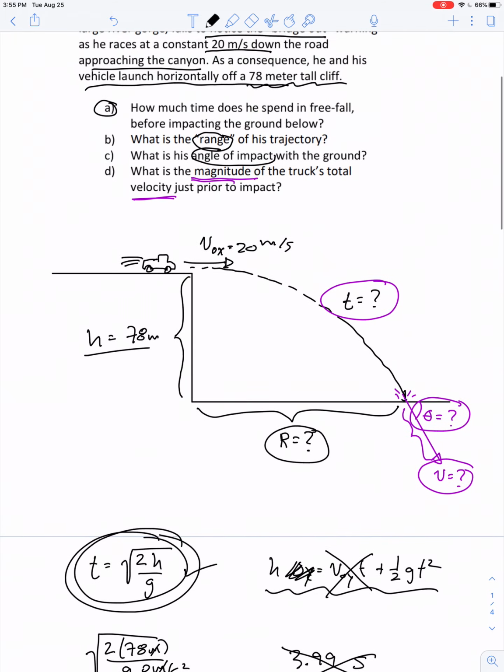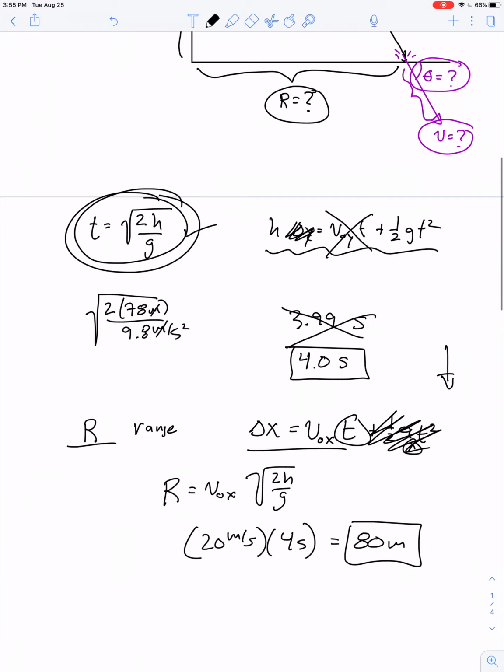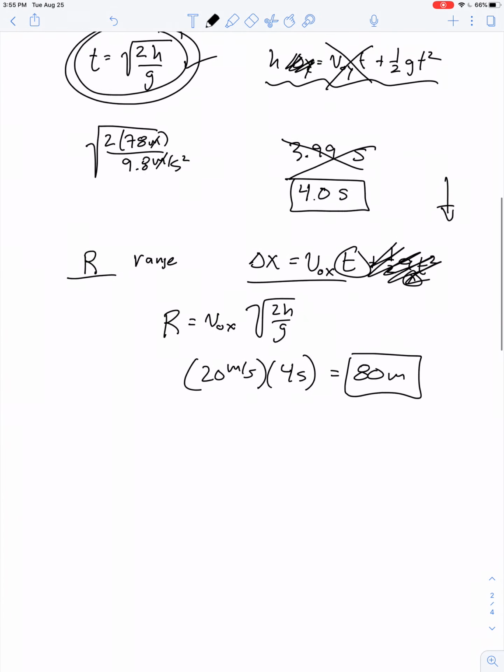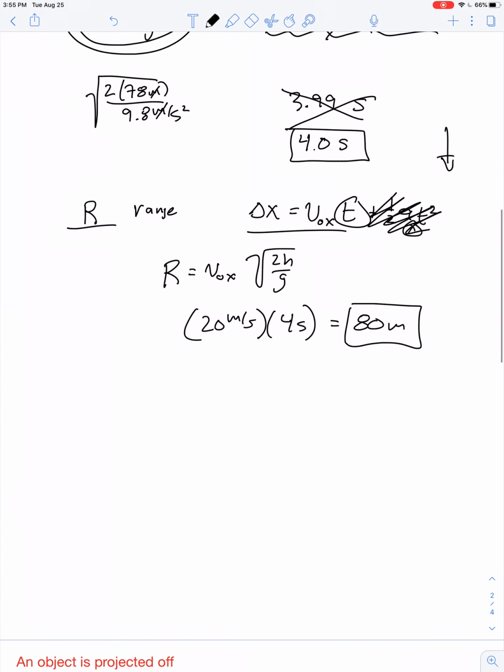All right, moving on. Let's find the angle of impact. Now let me show you one of the common mistakes I see in problems of this type.